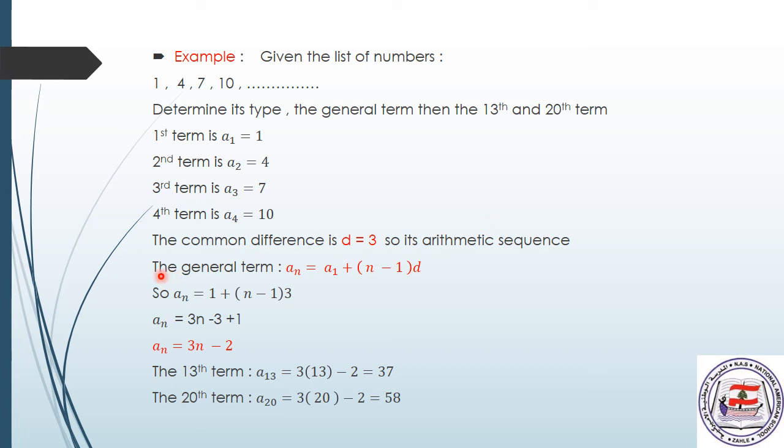and its general term is defined by an = a1 + (n - 1) d. Replacing a1 and d, we get the expression an = 1 + 3 (n - 1). So reducing the general term, we get an = 3n - 2. Once we get the general term, we can find the 13th term by replacing n by 13. So we get 37, and replacing n by 20, we get 58.